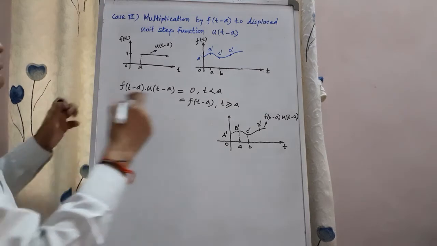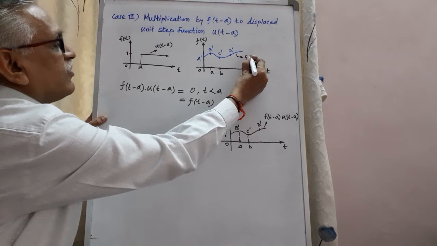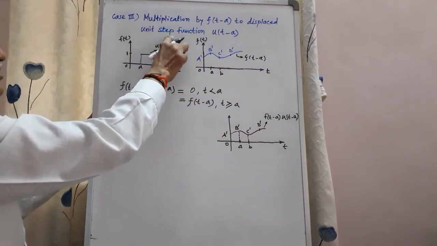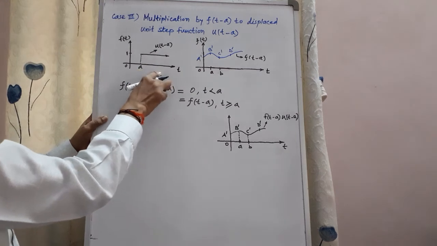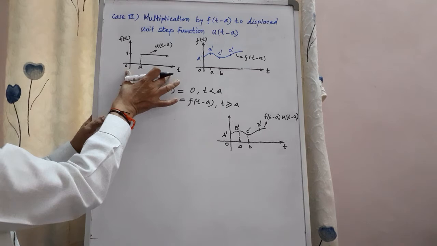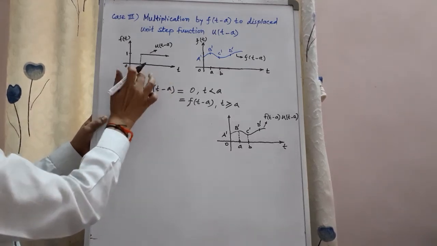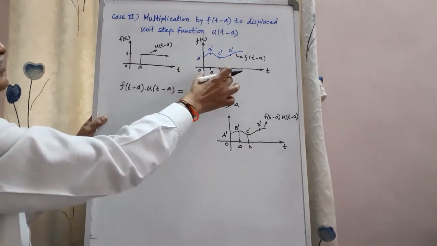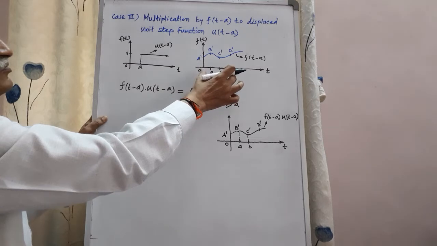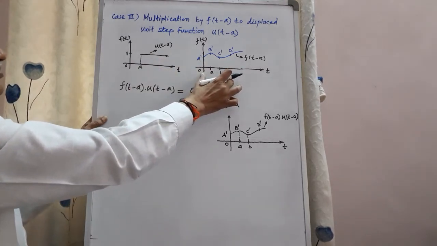This function is called f of t minus a, and we multiply it by the displaced unit step function u of t minus a. This figure represents the unit step function displaced by a distance a, and for that we have to multiply by f of t minus a.